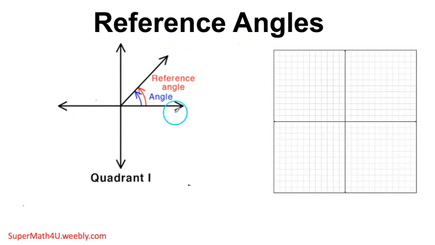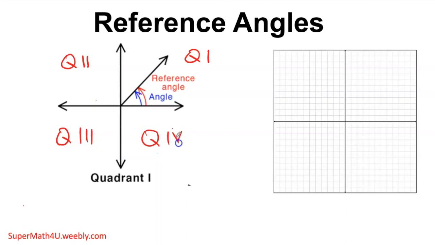So we're going to find the reference angles in the four quadrants. This is Q1, this is Q2, this is Q3, and this is Q4. I'll find reference angles in the four quadrants. Now, let's start with the beginning.